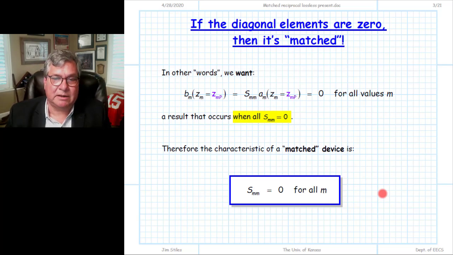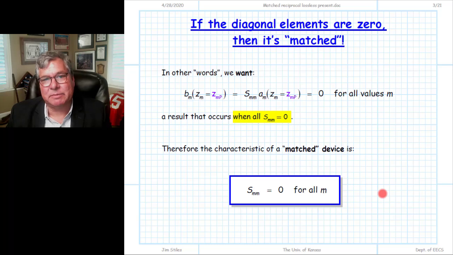So think about what we did in the last slide. We took a 4-port device and we terminated 3 of the ports in matched loads. And then it left us with port 1, and we said that the input impedance must be equal to Z0 if it is a matched device.